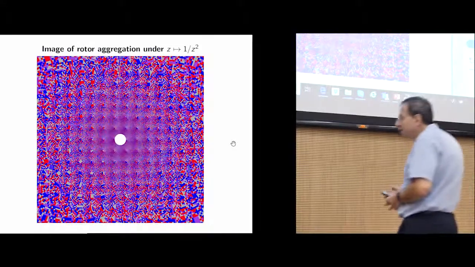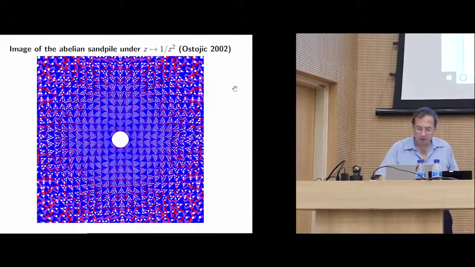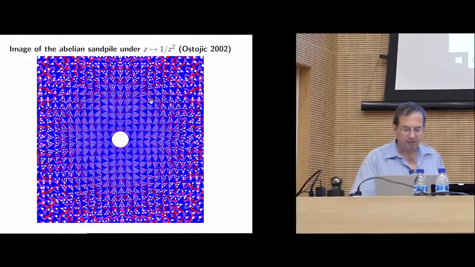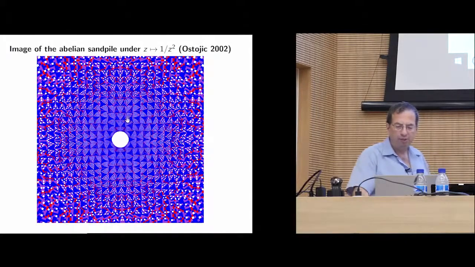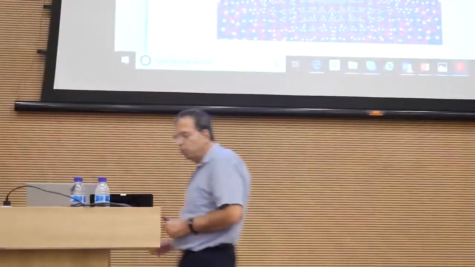You can see that. And although the sandpile doesn't lead to a circle, it looks somewhat different, we have the same property as discovered by Ostojic: when you apply this complex transformation, z goes to 1 over z squared, you get a lattice pattern. Although the colors here mean something completely different. Remember, in the rotor, the colors meant the direction of the arrow. In the sandpile, the colors mean the number of chips at every site. Yet the same map is playing a crucial role in both these examples.